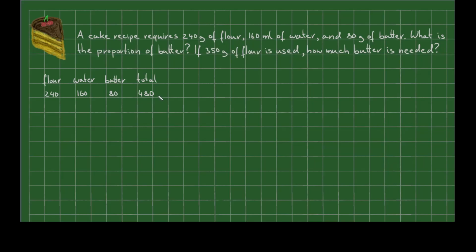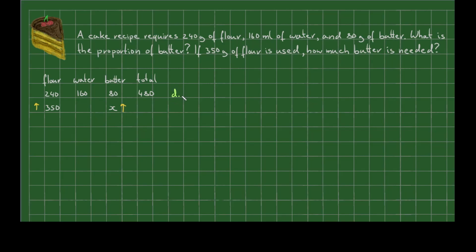I'm going to answer the second question first. So I have 350 grams of flour and I want to know how much butter I will need. Considering that the amount of flour has increased, should the amount of butter increase or decrease? Well, if I am to maintain the same ratio, the amount of butter needs to increase. I am making a bigger cake. This means that this is a directly proportional situation, and so I like to write a little d here.